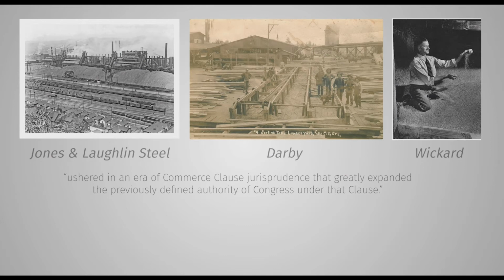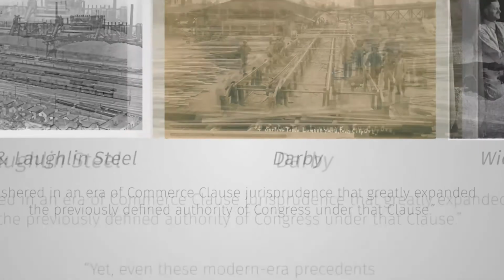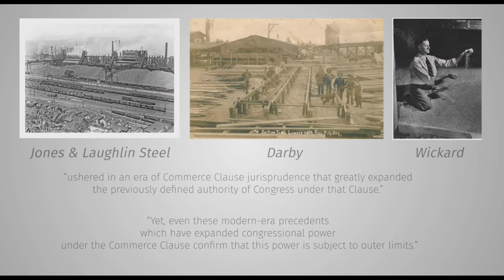And the court acknowledged that in Jones and Laughlin Steel, Darby, and Wickard, all those cases had ushered in an era of Commerce Clause jurisprudence that greatly expanded the previously defined authority of Congress under this clause. And yet, Chief Justice Rehnquist observed that even these modern era precedents, which have expanded congressional power under the Commerce Clause, confirm this power is subject to outer limits. The court then identified three broad categories of activity that Congress may regulate under the Commerce Clause.